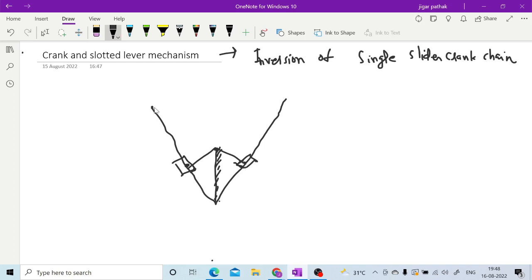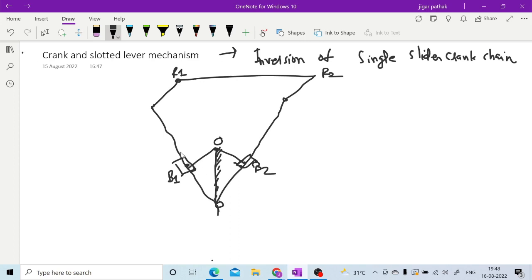And over here you can have one more link in order to give your cutting stroke and return stroke. This may be your ram, so R1 and R2. And here you can have this O, and B1 and B2. OB is your crank, and you can consider OP as nothing but the connecting rod.